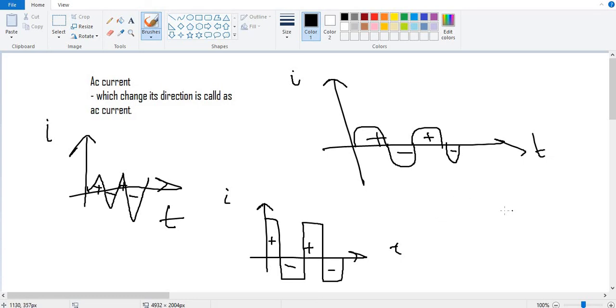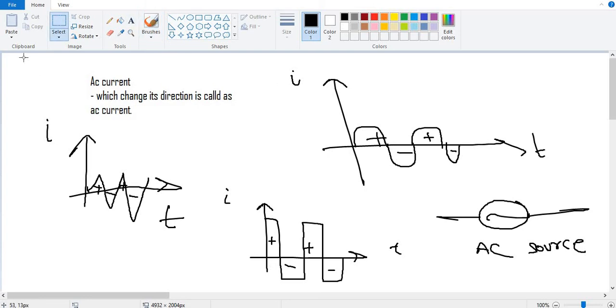Now we will see the AC source. So this is the AC source. Hope you understood the difference between AC and DC current. AC current will change the direction, but the DC current won't change the direction. Now we will see the next concept, that is called average value.